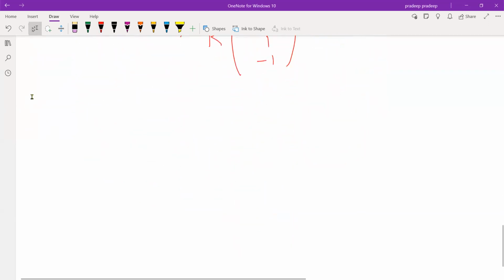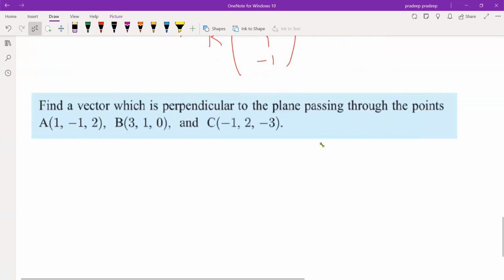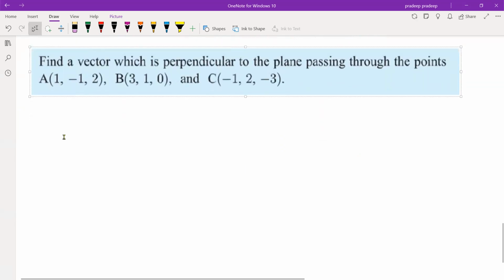So the same thing which you have to do, A cross B, but with a little twist. So the tricky question, try to solve.